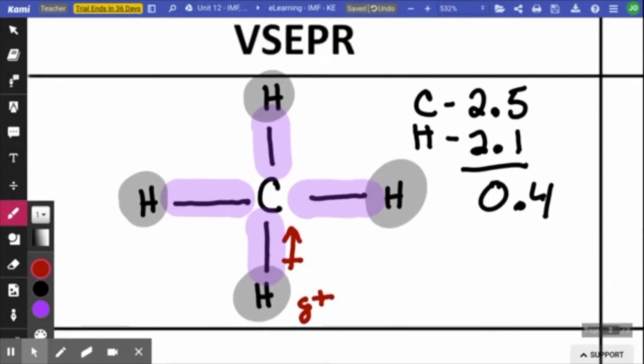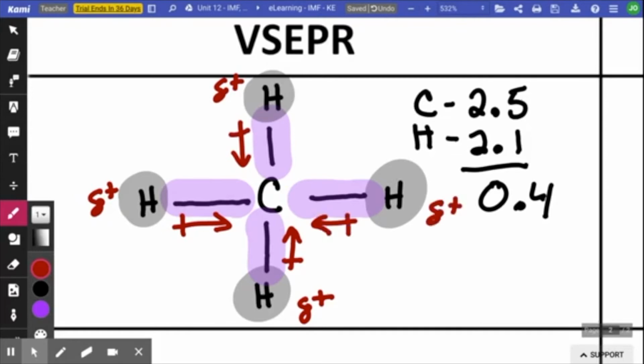We check all the others. They're all the same type of bond, so they're all going to do the exact same thing. So slightly positive on all of those.